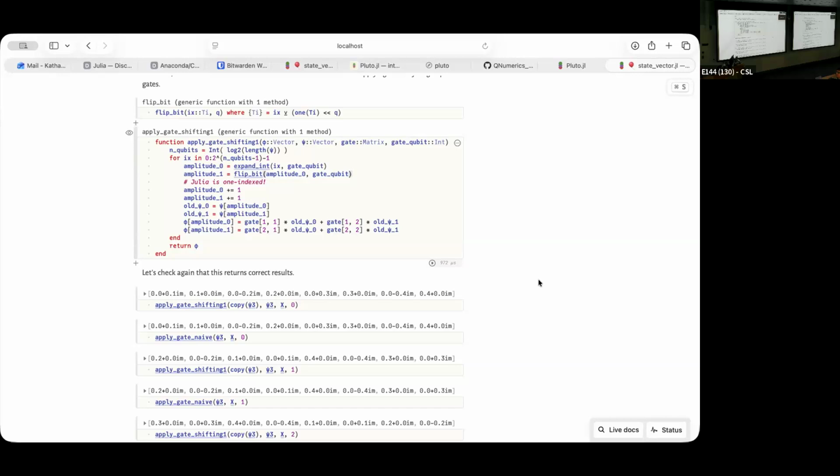So for x, if I flip on this qubit, the ultimate result we need is that this is connected to this, like these two are connected. 1 and 3 are connected. Okay. 4 and 6 are connected. And 5 and 7. Good so far? Okay.